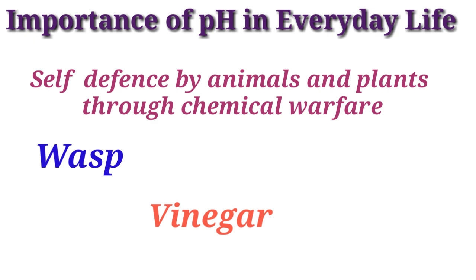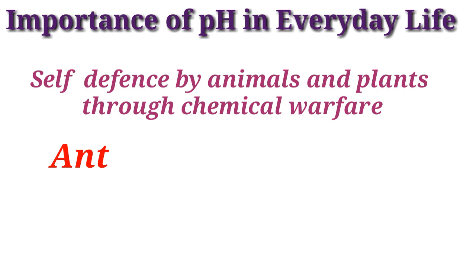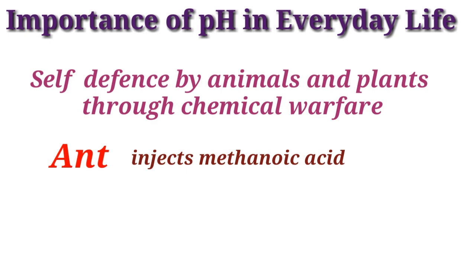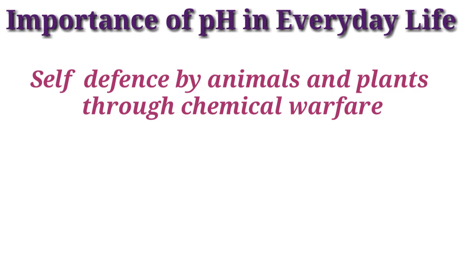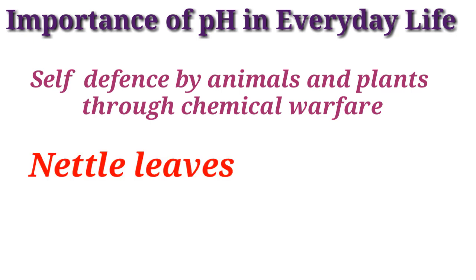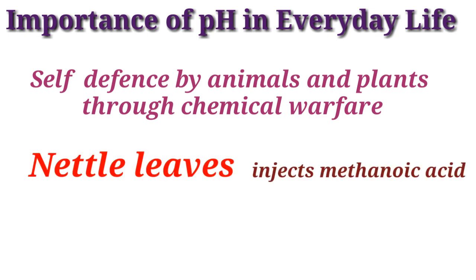cancels its effects. An ant sting injects methanoic acid, that is formic acid, into the skin of the person, causing burning pain. Being acidic, an ant sting can be neutralized by rubbing a mild base like baking soda on the affected area of the skin. Some plants also give painful stings. When a person happens to touch the leaves of nettle plants accidentally, the stinging hair of nettle leaves injects methanoic acid into the skin of the person, causing burning pain. Here also we can use baking soda for getting relief.